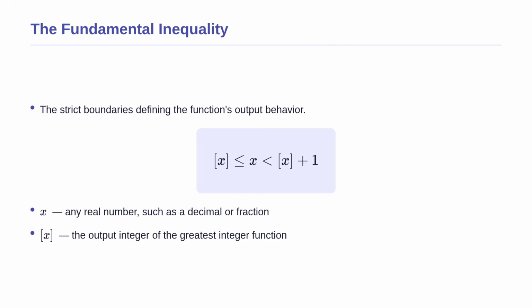Let us break down the symbols. The variable x represents any real number you choose. The expression in brackets represents the integer output. As the value of x increases, the output stays completely flat until x hits the next whole number. At that exact moment, the output jumps up by exactly 1. This creates a step-like pattern if we were to graph it.